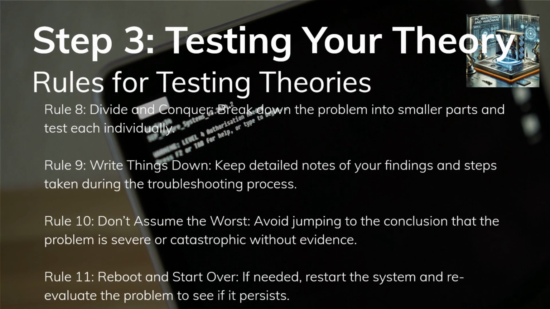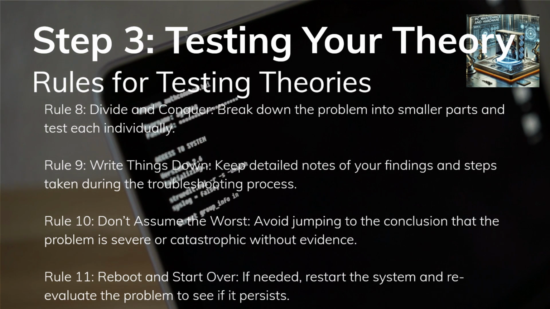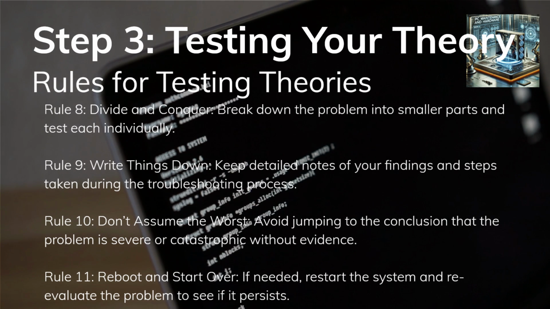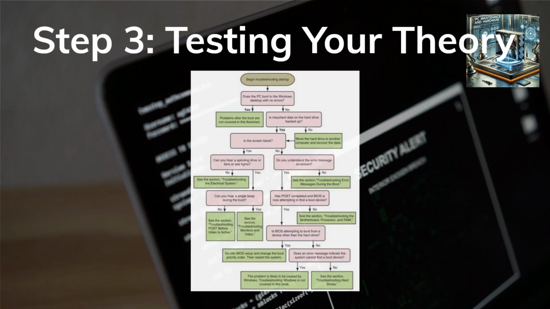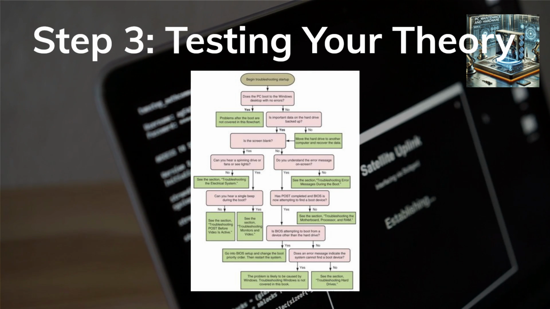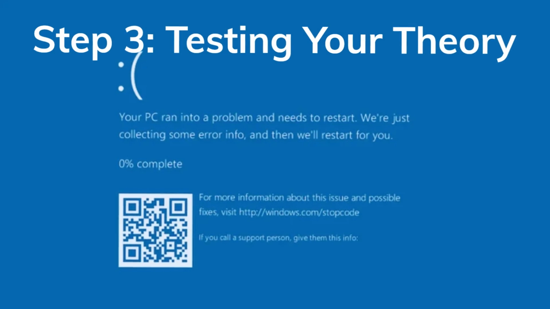As you test your theories, remember these helpful rules. Rule 8. Divide and conquer. Break the problem down into smaller parts to isolate the issue. Rule 9. Write things down. Keep track of your steps to avoid repeating mistakes and to document your progress. Rule 10. Don't assume the worst. Sometimes the solution is simpler than it seems. And Rule 11. Reboot and start over. Restarting the system can often resolve issues and give you a fresh perspective on the problem.